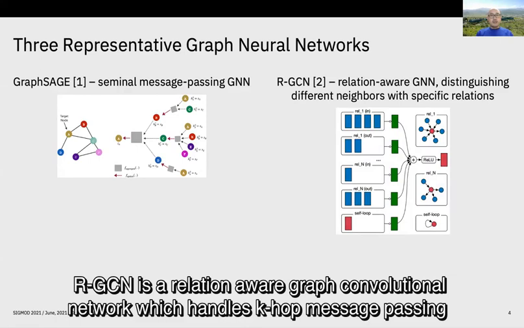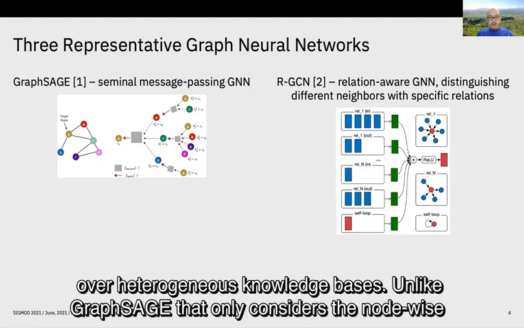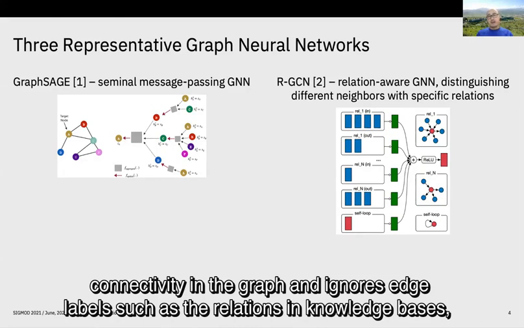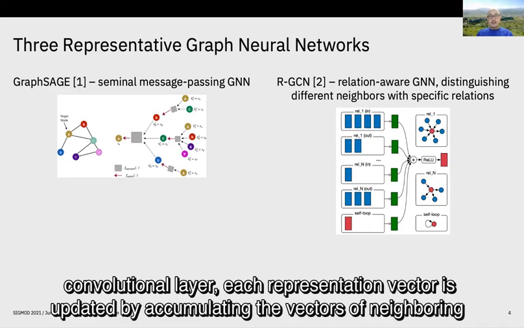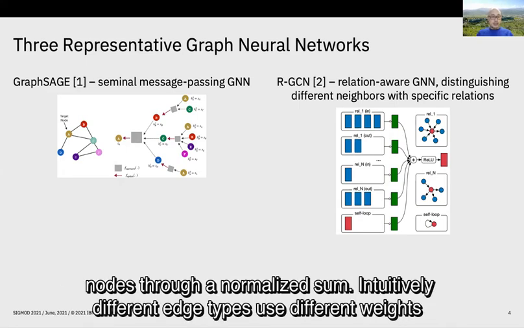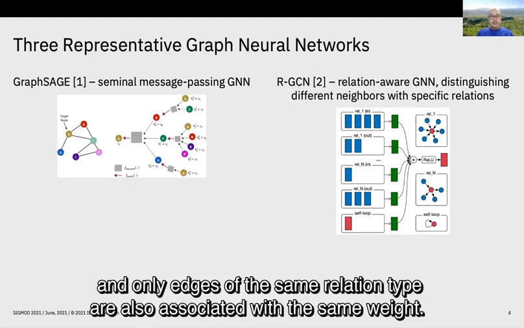RGCN is a relation-aware graph convolutional network which handles K-hop message passing over heterogeneous knowledge bases. Unlike GraphSage, which only considers the node-wise connectivity in the graph and ignores edge labels, such as the relations in knowledge bases, RGCN distinguishes different neighbors with relation-specific weight matrices. In the kth convolutional layer, each representation vector is updated by accumulating the vectors of neighboring nodes through a normalized sum. Intuitively, different edge types use different weights, and only edges of the same relation type are associated with the same weight.